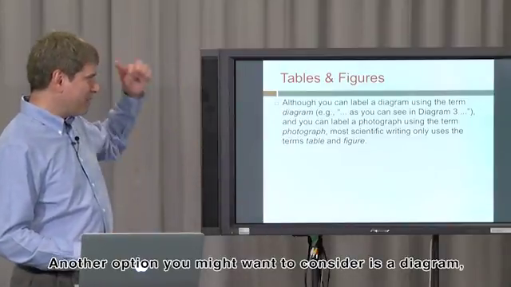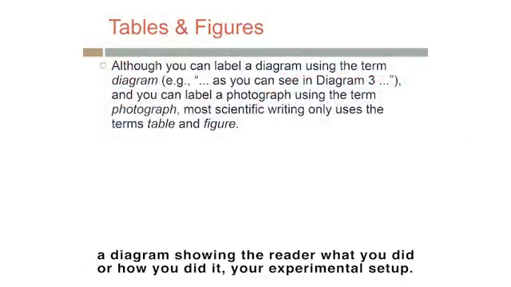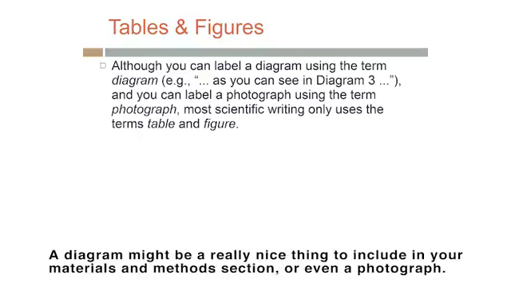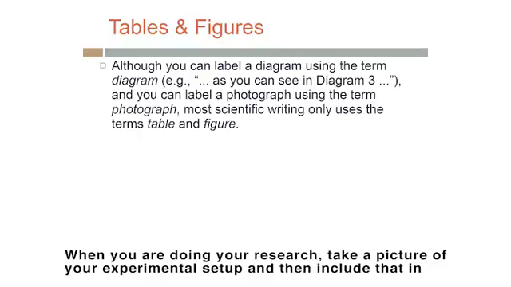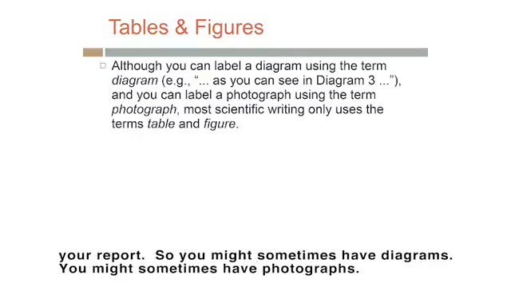Well, another option you might want to consider is a diagram. So a diagram showing the reader what you did or how you did it, your experimental setup. In fact, a diagram might be a really nice thing to include in your materials and methods section, or even a photograph. When you're doing your research, take a picture of your experimental setup and then include that in your report.